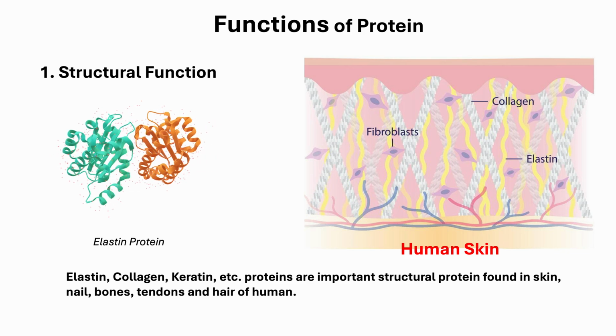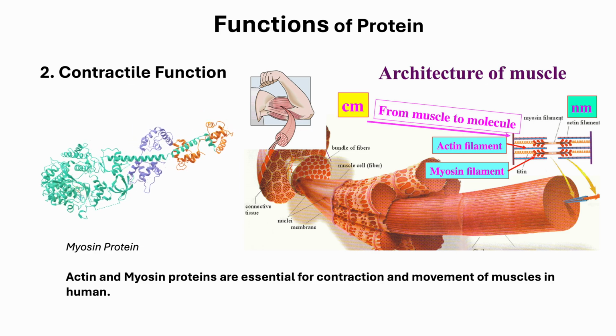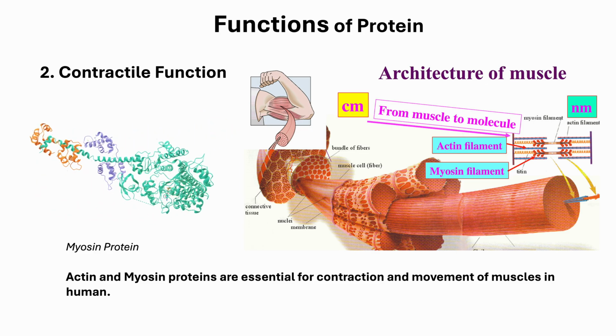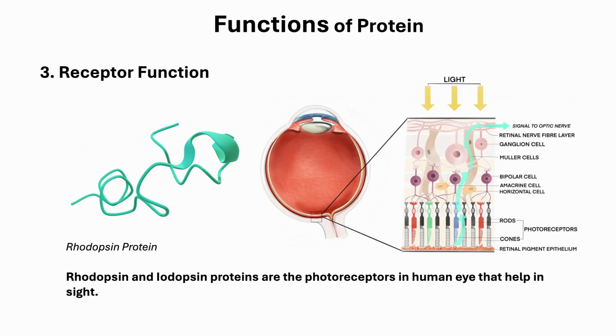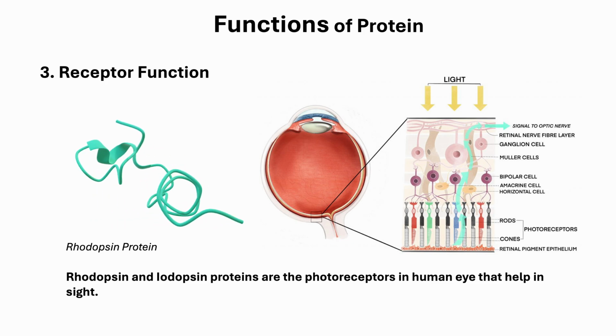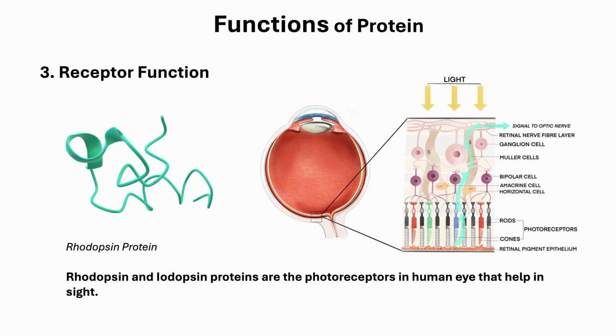Proteins like elastin, collagen, and keratin are our body's builders. They give strength to skin, nails, bones, tendons, and hair. Actin and myosin proteins are the muscle movers, helping us flex and move every day. Meet rhodopsin and iodopsin proteins. These proteins are eye superheroes that help us see by catching light.